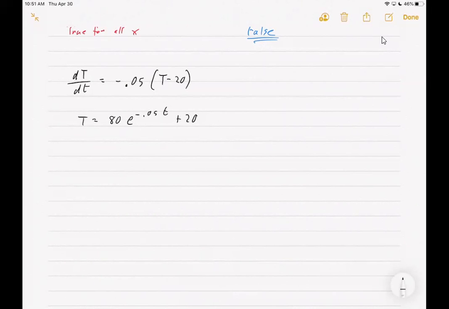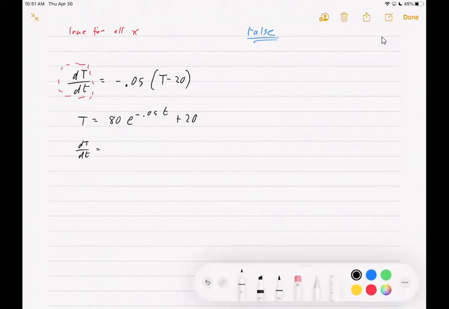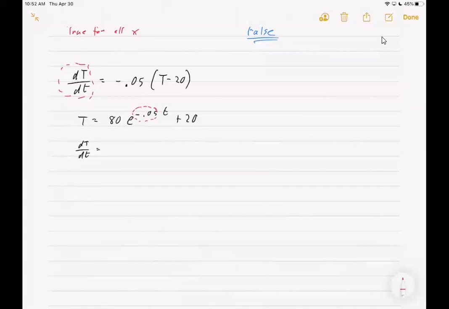Well, to see if it's a solution to the differential equation, we're going to need to know what the derivative of the temperature with respect to time is. So let's find that. We're going to get a lot of practice taking derivatives in this homework. Notice there's a constant of negative 0.05 in front of the t, so when we take the chain rule, we will multiply by negative 0.05. And so we'll have a negative here.